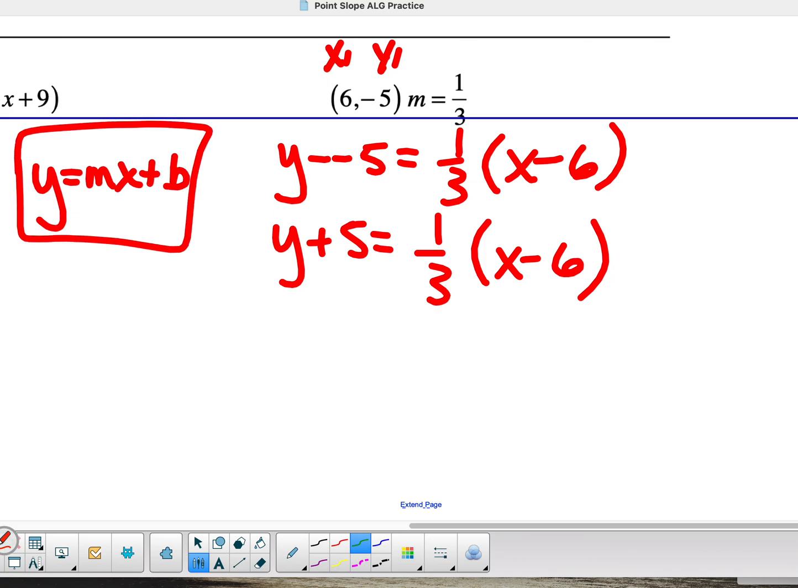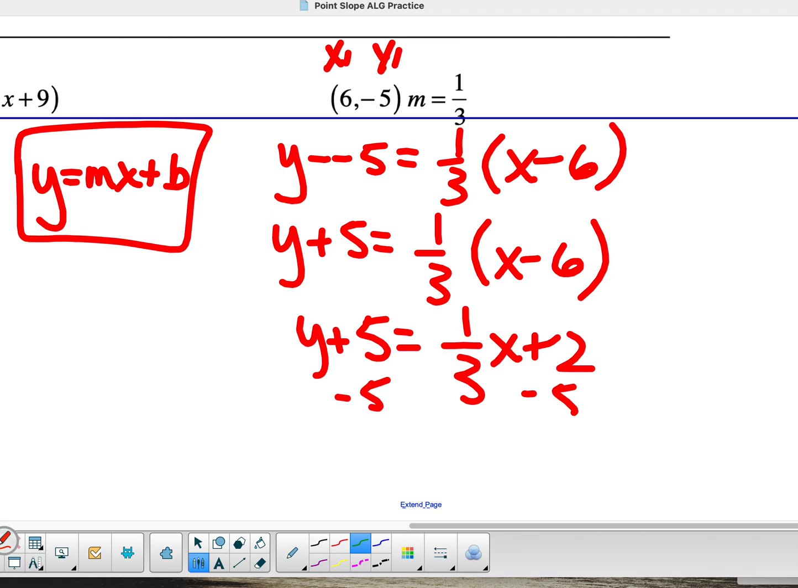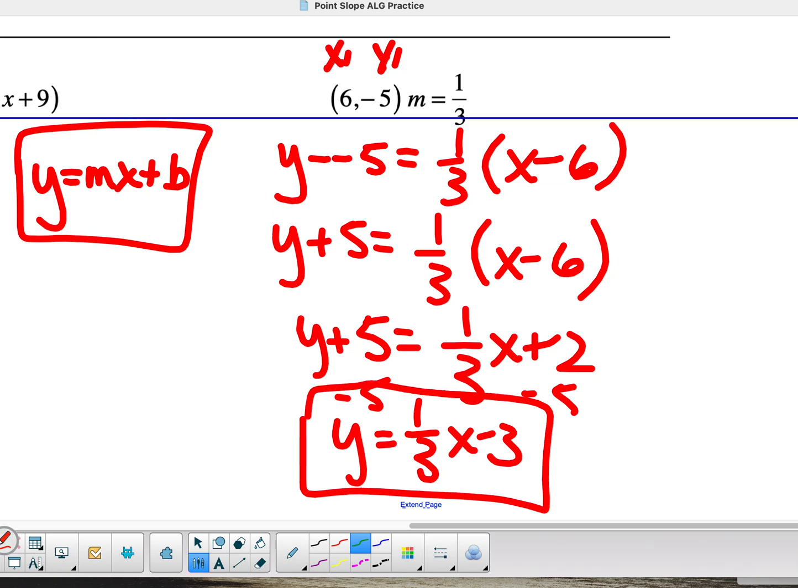So the first thing I'm going to do is distribute 1/3 inside the parentheses. So that gives me 1/3 x plus 2. And then in my next step, I'm going to isolate y. I'm going to subtract 5 from both sides. And that's my final result. b is negative 3, and m is 1/3. Let's do one on the other side.